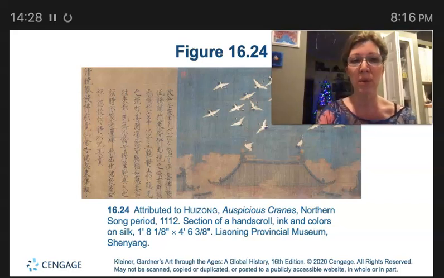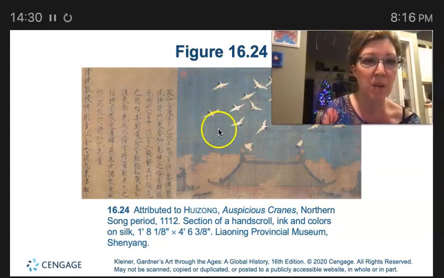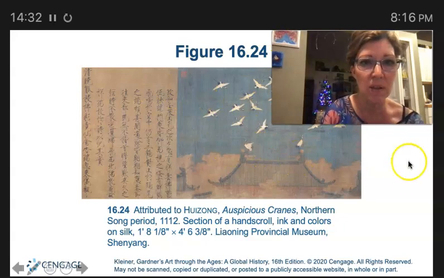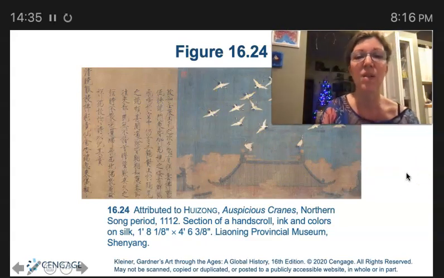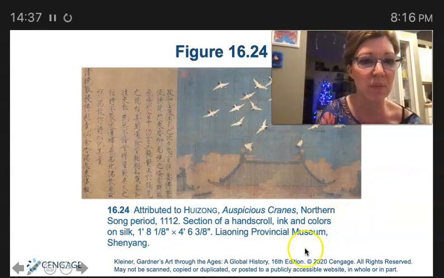But I do always remember the auspicious cranes. So auspicious cranes in China, that's a sign of good luck. Good fortune is about to come.